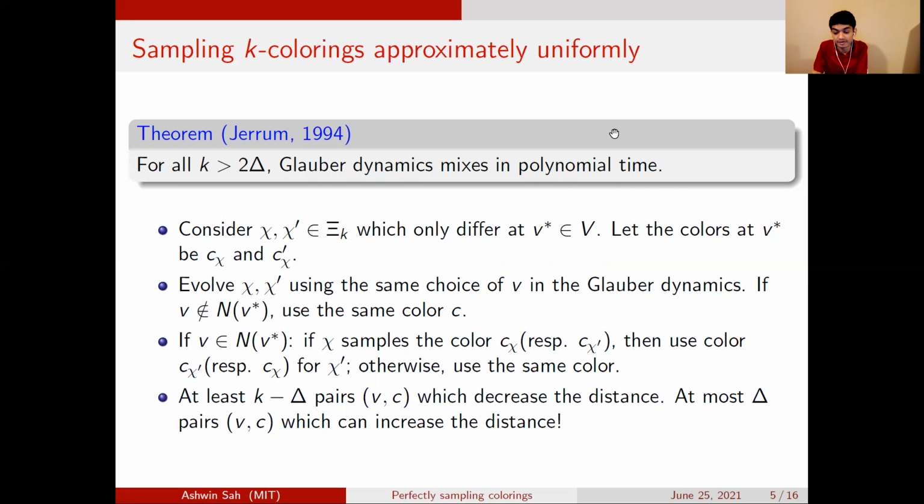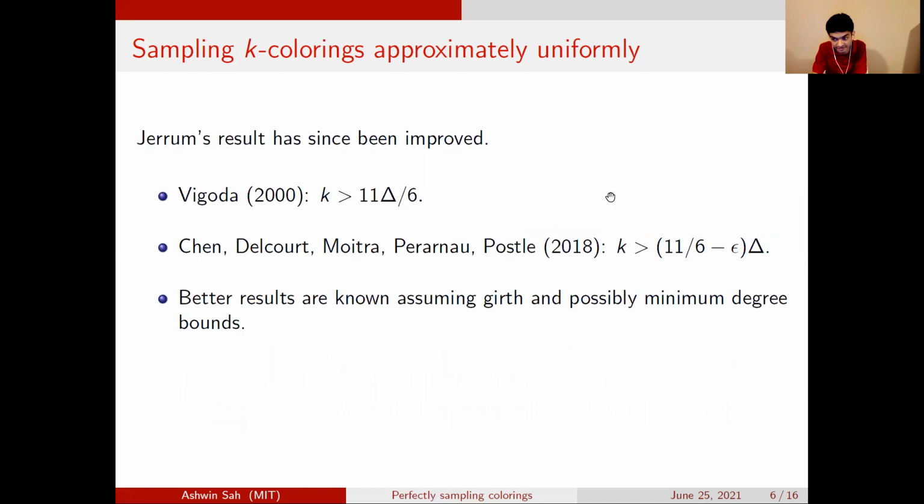And similarly, the update will fail for chi prime since we coupled it to use c sub chi prime, which is the color of v star for chi prime. And so it'll also fail. So no update will be performed on either coloring. And so the Hamming distance will not increase. Before it might have increased, but now it definitely doesn't. And that halves the number of bad pairs. This pairing trick allows you to get positive drift for a better condition, when k minus delta is strictly greater than delta.